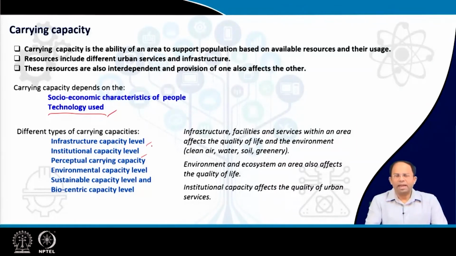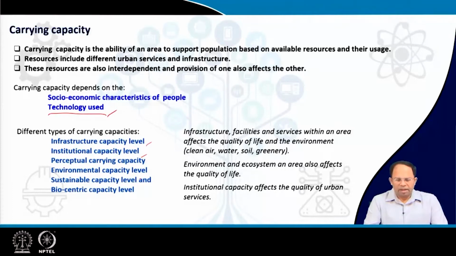Then the perceptual carrying capacity: how you perceive that particular area, how dense it is, and all these things based on perception of people, whether that area will be able to grow or not. Environmental carrying capacity, sustainable capacity level, biocentric capacity, these are all different aspects of environment and biodiversity, which also affect the carrying capacity of a particular area, or its ability to sustain certain kind of species in that area.